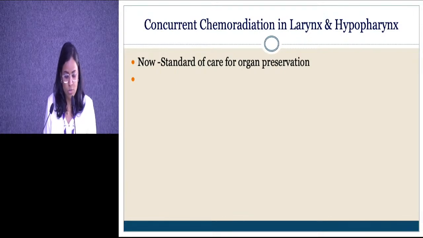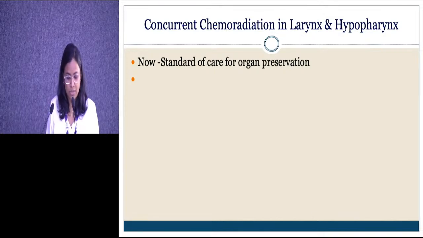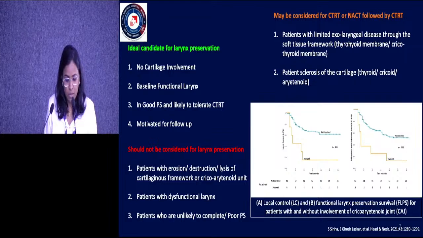We know also that in larynx and hypopharynx, where there is locally advanced disease but a functional larynx, and none of the features which Dr. Cecil had described which preclude organ preservation, CTRT is often used as the standard of care, with certain patients in whom we consider neoadjuvant therapy in certain scenarios. Like it was discussed, the ideal candidate for larynx preservation, either in laryngeal carcinoma or hypopharyngeal cancers, is one not having gross cartilage erosion.